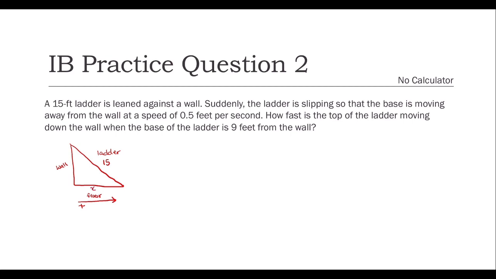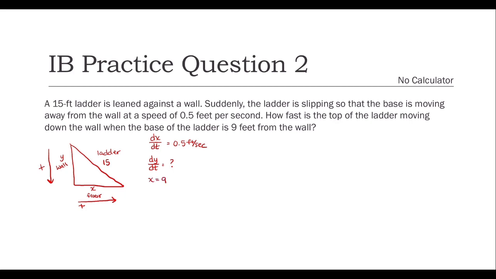So we'll label this side as x and this as y. So our dx/dt, the speed the base is moving along the floor, is 0.5 feet per second. How fast is the top of the ladder moving down the wall? So this way is going to be positive down the wall. And we're trying to find that speed, which is going to be dy/dt, when the base of the ladder is 9 feet from the wall. So x equals 9.